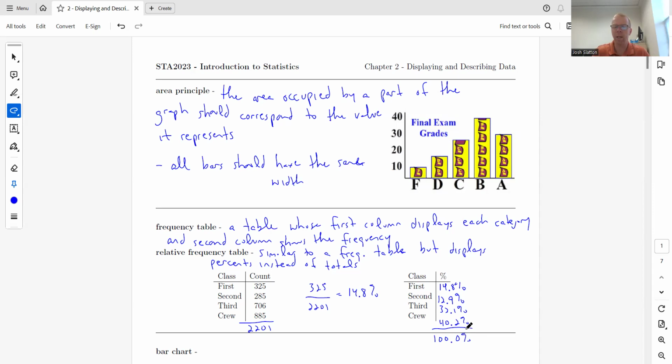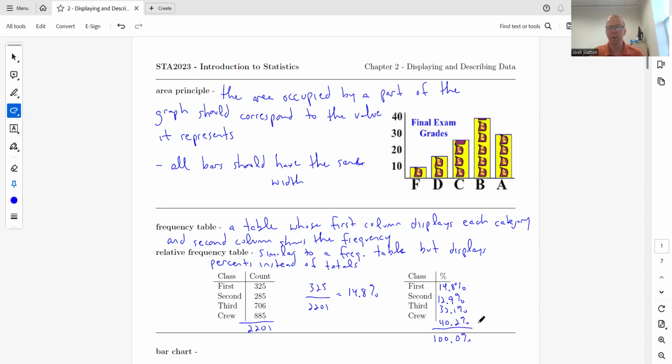Now, it is possible because if you did these calculations with me, you would notice that it's not exactly 12.9%. It's not exactly 14.8. We did round. So it is possible for the total to be, say, 99.9% or 100.1%. And the reason is because if you're rounding all of these up, then you're going to be adding a little bit to the percent as you go.